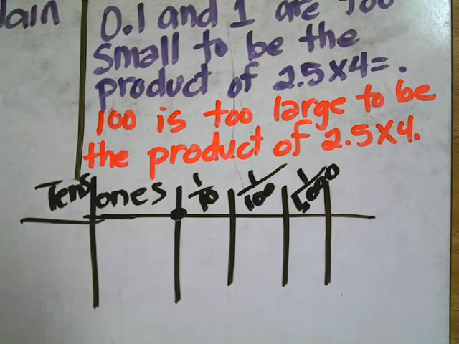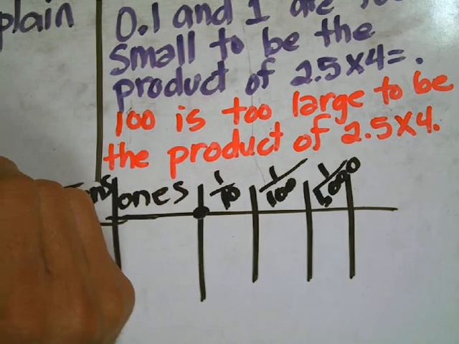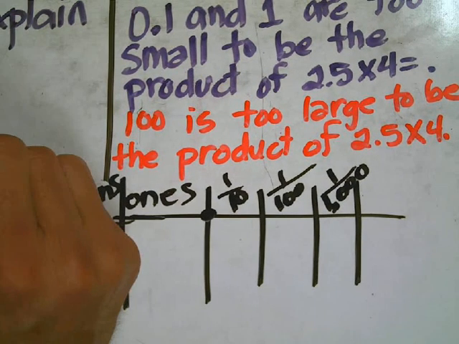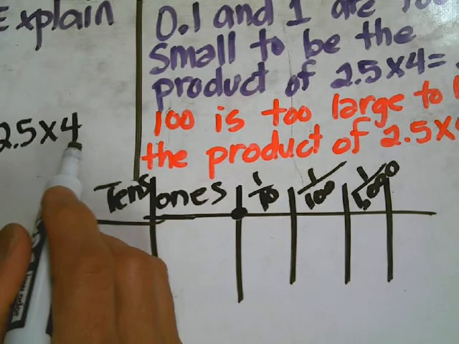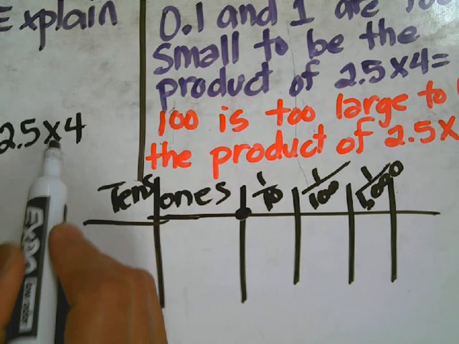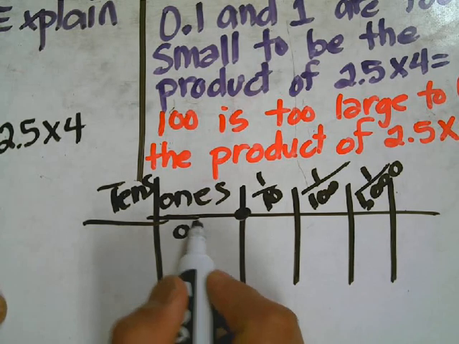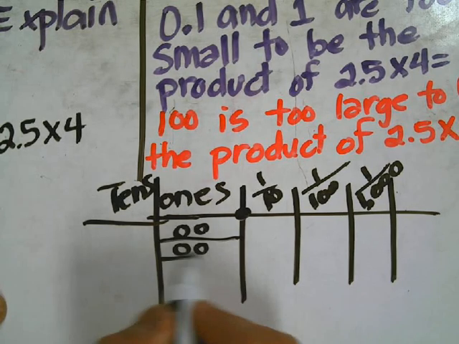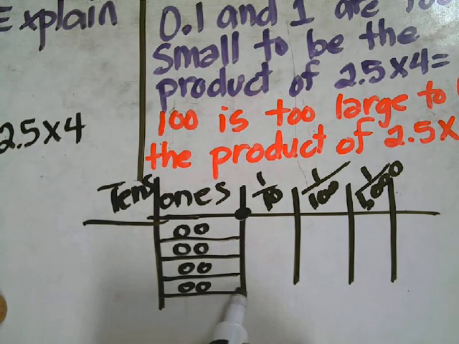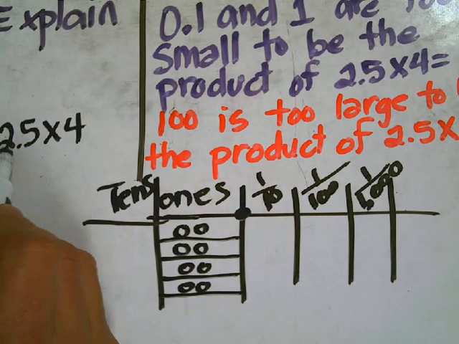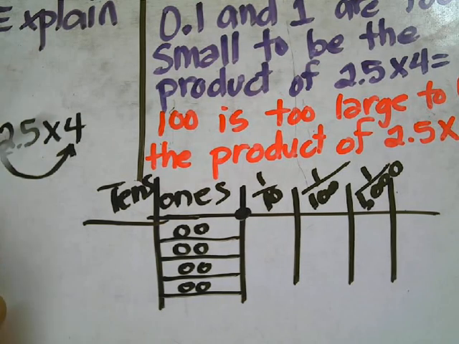Now the number is 2 5/10 times 4. Let me move my board a little bit. This is saying that you have the ones, 4 groups, 4 times. So here are the ones. 1, 2, that's one group. 1, 2, that's 2 groups. 1, 2, that is 3 groups, and 1, 2, that's 4 groups. Why did I do that? Because this is saying 2 times 4, or 4 groups of 2 ones.